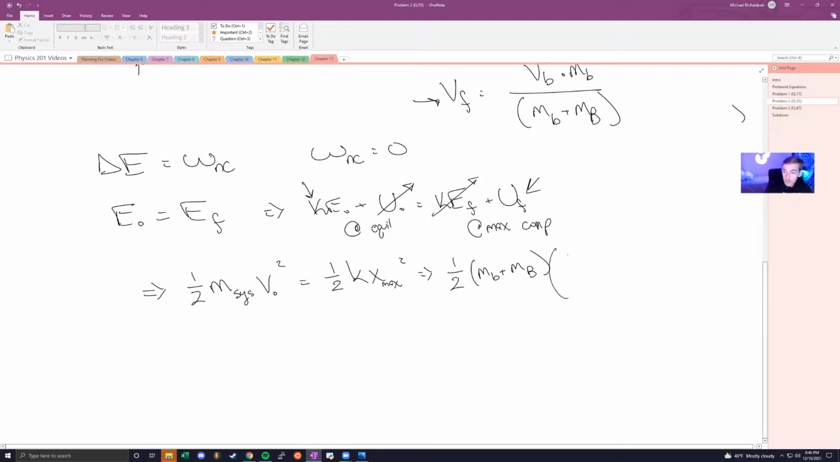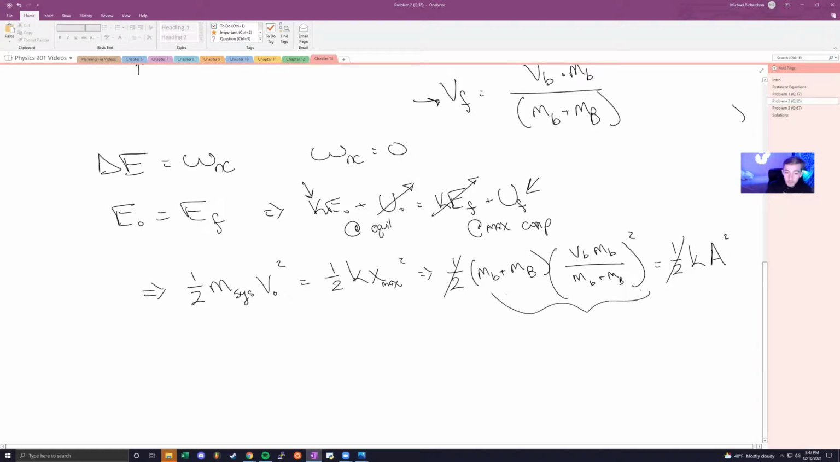So we'll write this in as our V of B plus the mass of our B divided by the sum of their masses. And then square that entire term. And then that's going to equal 1/2 times our spring constant. And our X max so happens to be our amplitude here. So we're going to square that. 1/2s cancel, makes it a little easier for us.